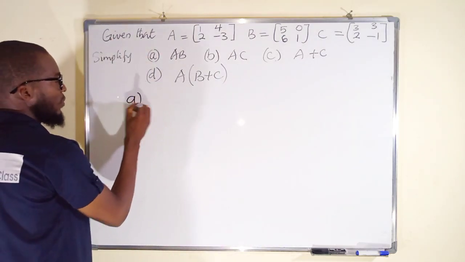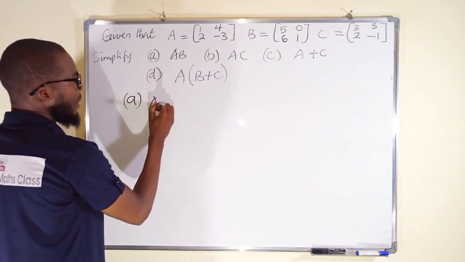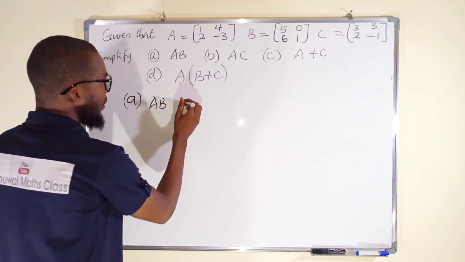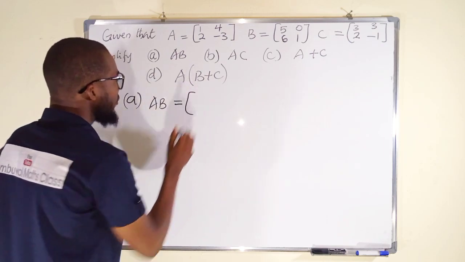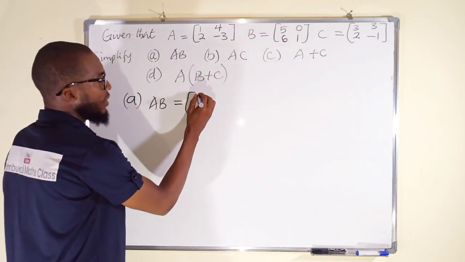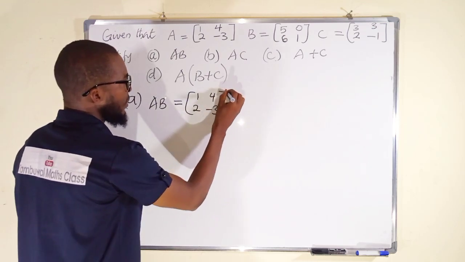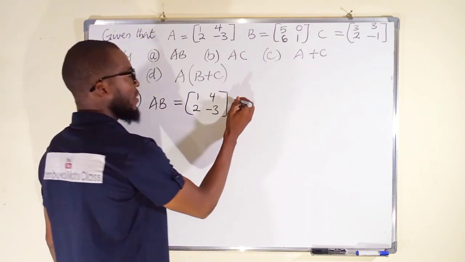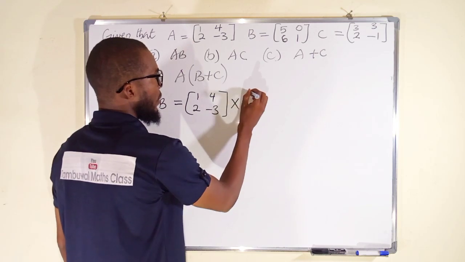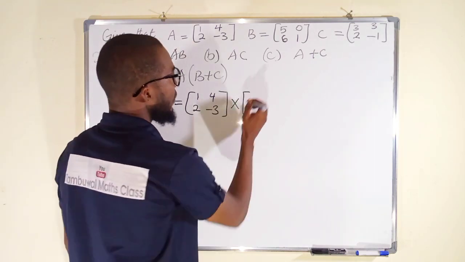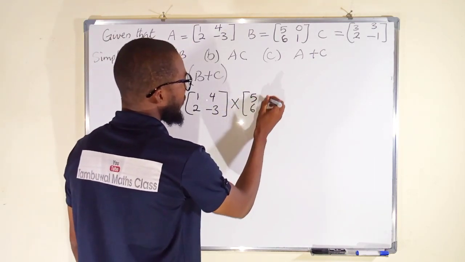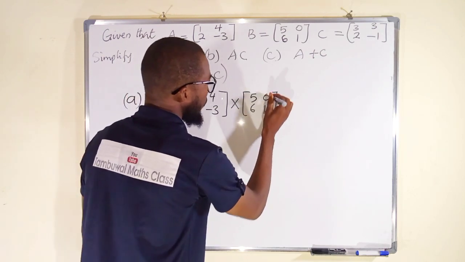So for A, we want to multiply A by B, which is the same thing as matrix A. We have the entries as 1, 2, 4, negative 3. We have the other entry as 5, 6, 0, and 1.